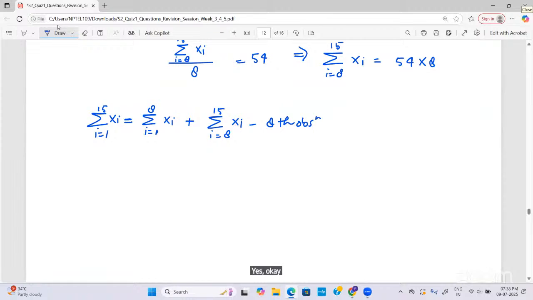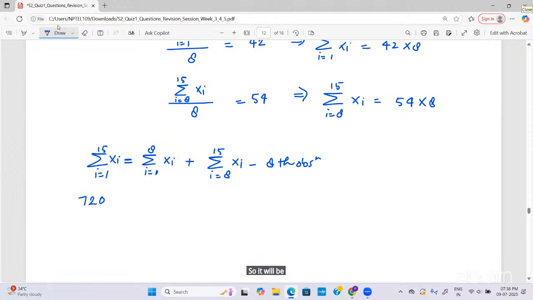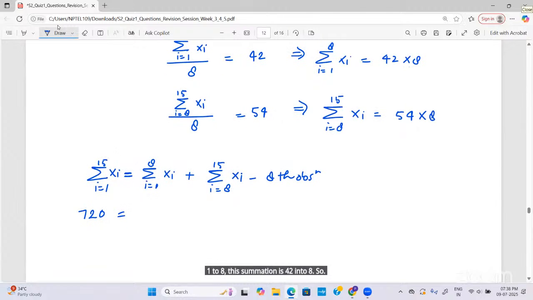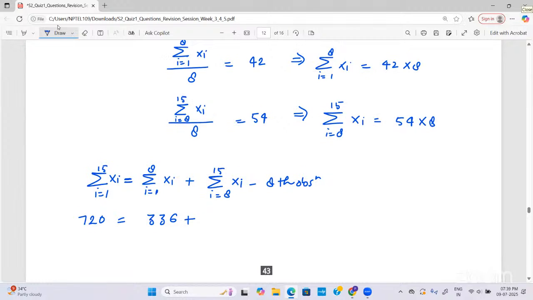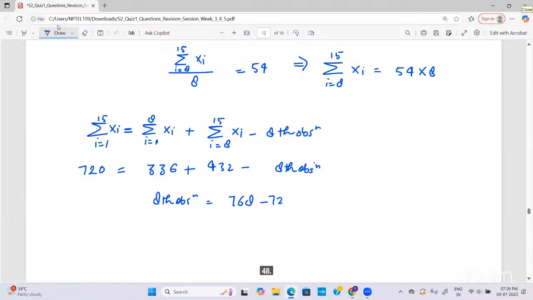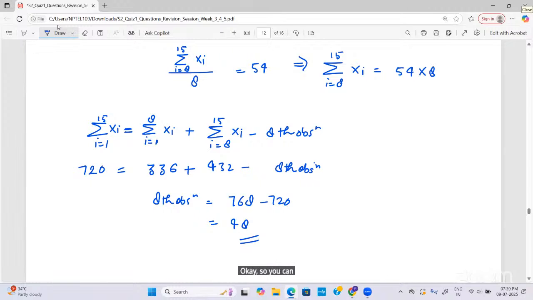So the summation for i from 1 to 15 was 48 into 15, which is 720. The summation from 1 to 8 is 42 into 8, which is 336. Then 720 plus 48... the summation comes to 768, and 768 minus 720 gives 48. From here you can find the value of the 8th observation, which is 48.